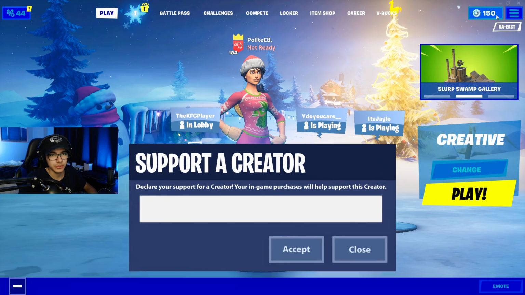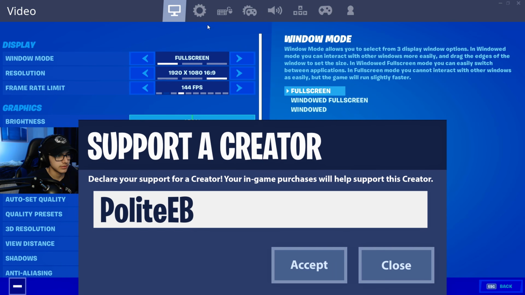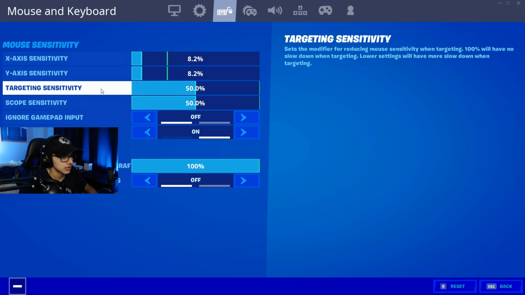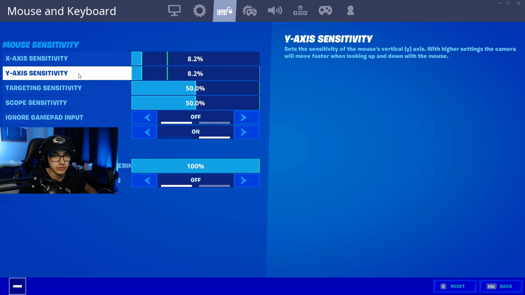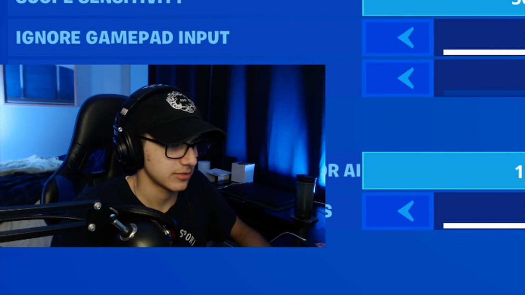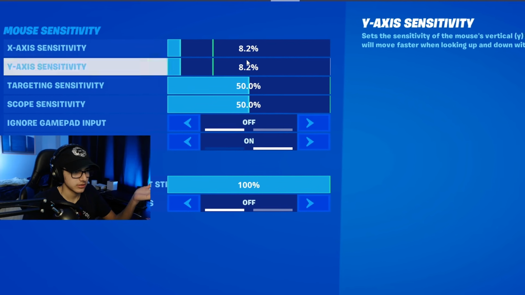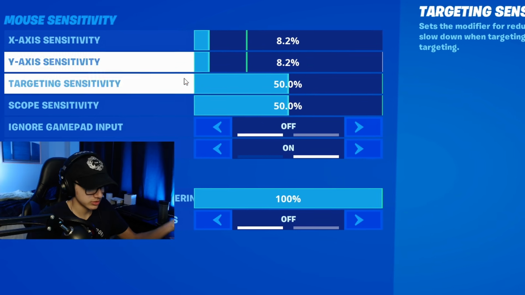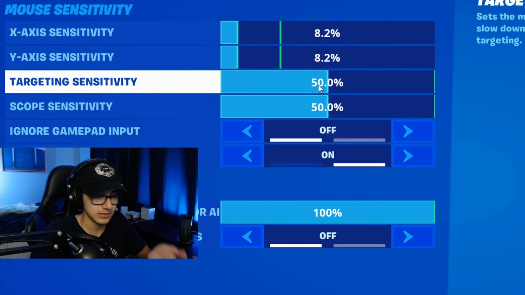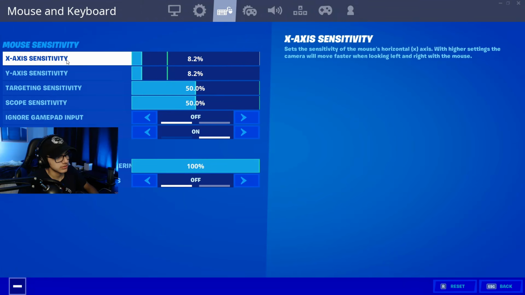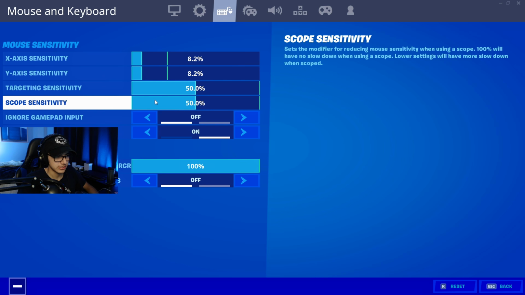Alright guys, now we're going to go to our settings, then the keyboard and mouse section, and these top three sensitivities are the only thing you need to know. The only thing. For X, 8.2%. For my Y, 8.2%. For my targeting sensitivity, 50%. Don't worry about scoped. Just X sensitivity, Y sensitivity, which usually are the same, sometimes they're different, and then targeting sensitivity.